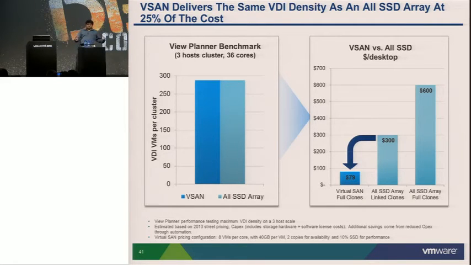So across a vSphere cluster, you can deploy the same number of VMs, which speaks to the performance that vSAN can deliver for VDI. However, if you look at the cost of vSAN and compare that to the same all-SSD external storage system, vSAN comes in at 25% of the cost of an all-SSD storage system. So for VDI, the key message is similar performance compared to an all-SSD storage system at 25% of the cost.